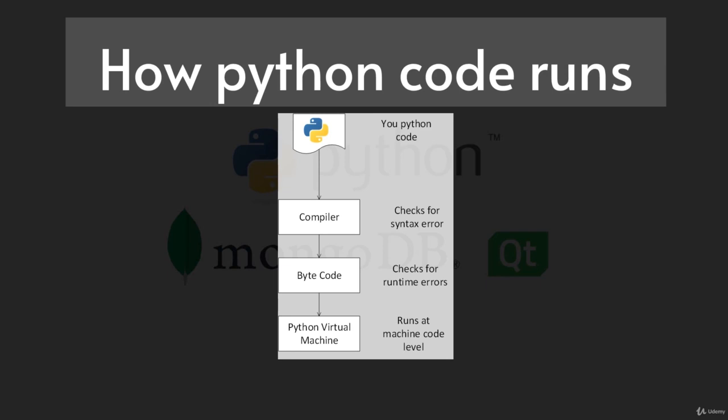If there is a runtime error, it tells you that there is a runtime error, which means there was an error while you were executing the program. This Python virtual machine runs the code at the machine level, and the program gets executed. That's how Python code runs. Well, you don't need to know how that works, but it's good to have a little idea of how that works if you're curious about it.